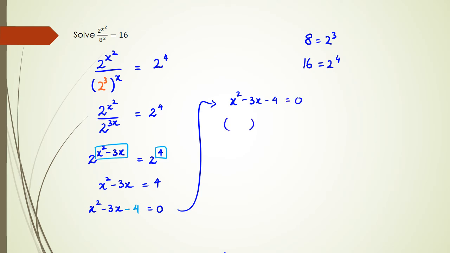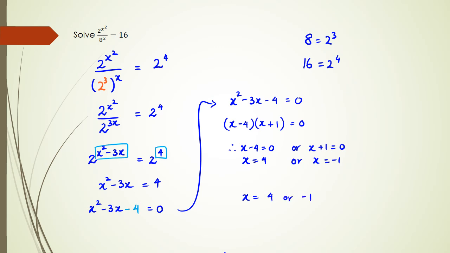So what we need to do is factorize this quadratic. When we factorize this, we're looking for two numbers that multiply to minus 4 and add to minus 3. So we'll have negative 4 and plus 1. So at this point, you can say therefore x minus 4 equals 0, or x plus 1 equals 0. In the first situation, x is equal to 4, and in the second situation, x is equal to negative 1. So the answer for this particular question is that x is equal to positive 4 or negative 1.